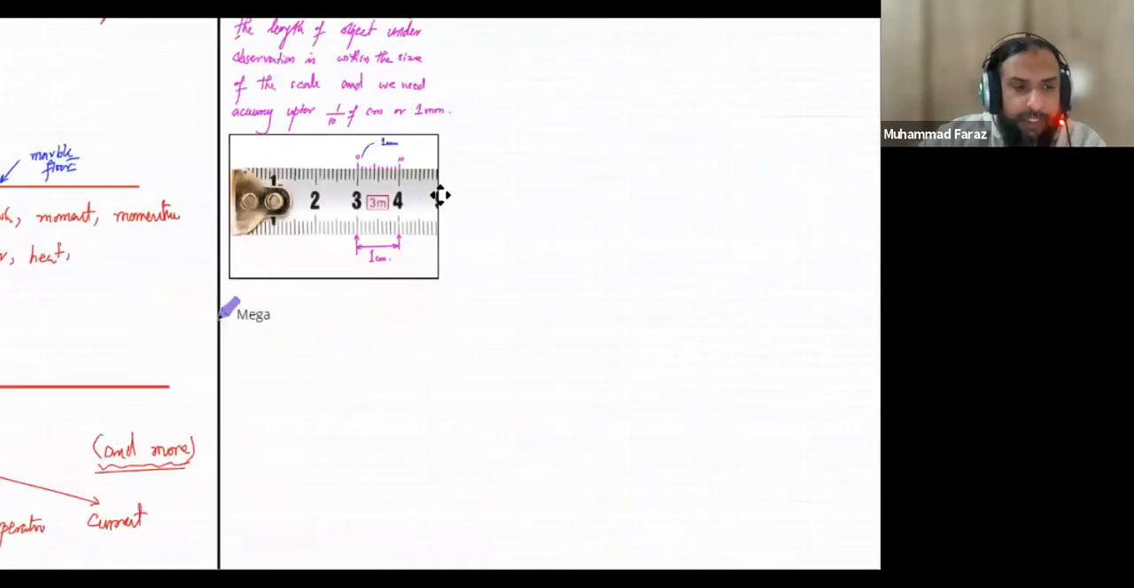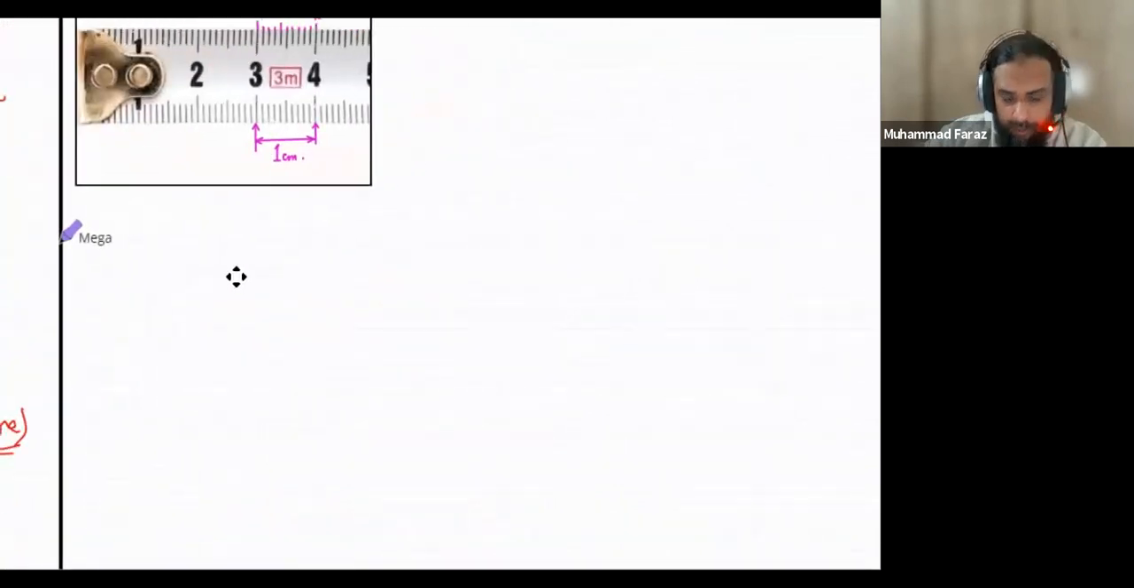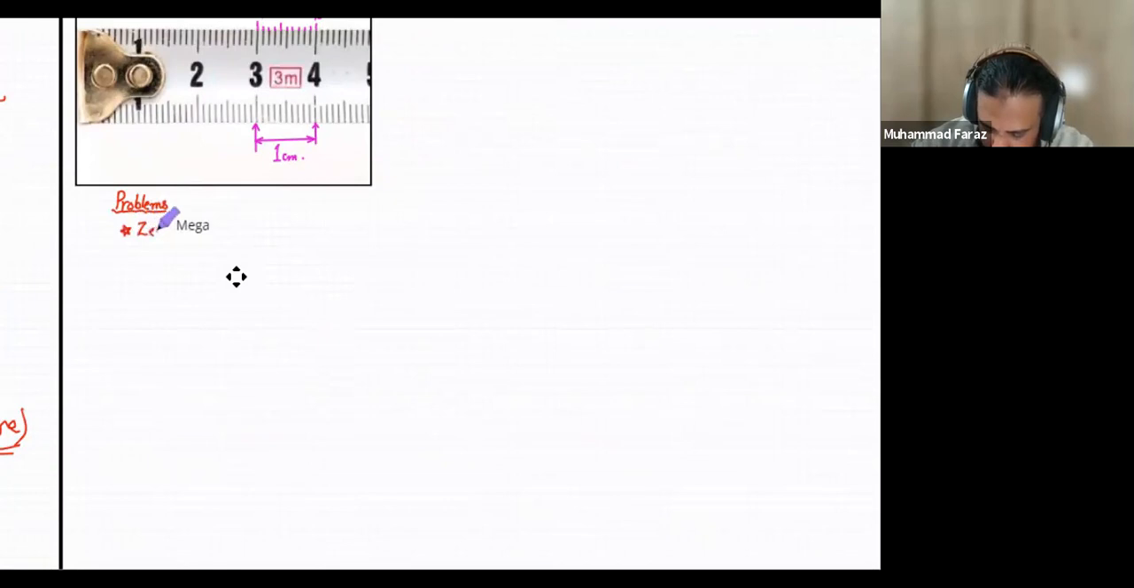Problems while measuring from meter rod. Problems. Number one, zero error. Number two, parallax error. What are zero errors and parallax error?